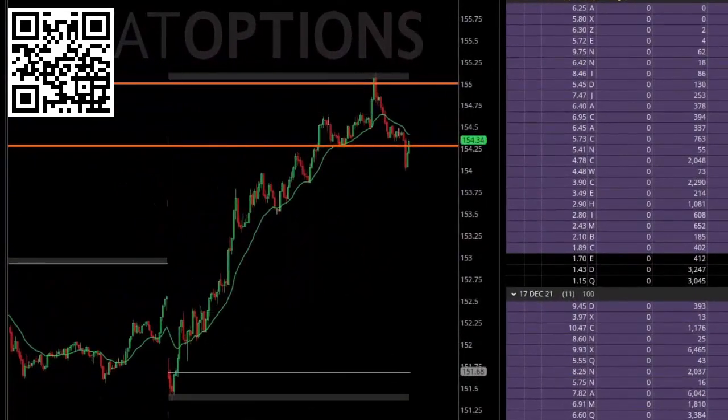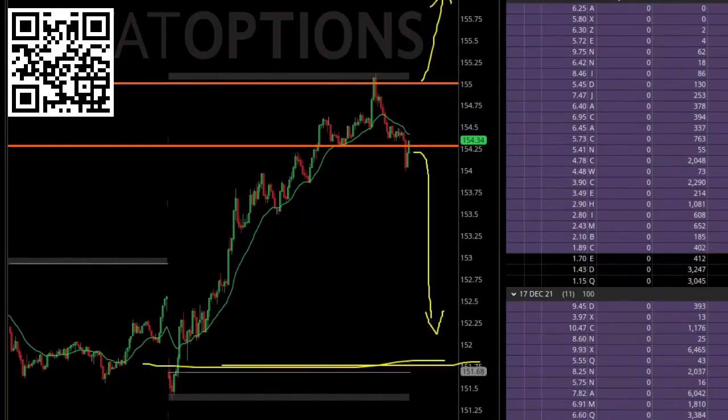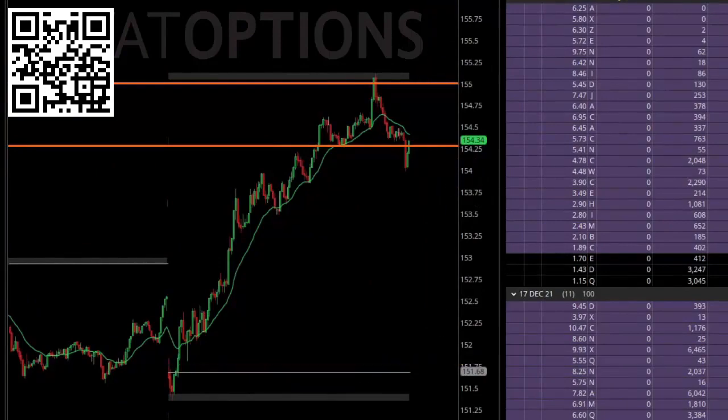Bull case needs above here, bear case needs below here, and we can pull back into the support zone around 151, 152. That's the trading plan. That's what I'll be looking at. If we go and stay below 154, we can pull back into 152. So let's see how the market opens.